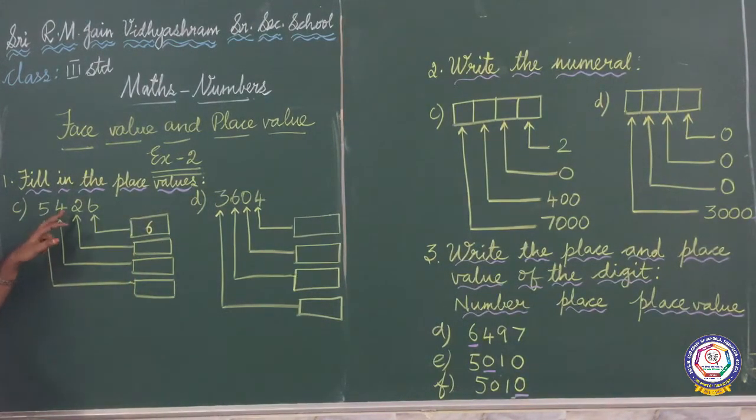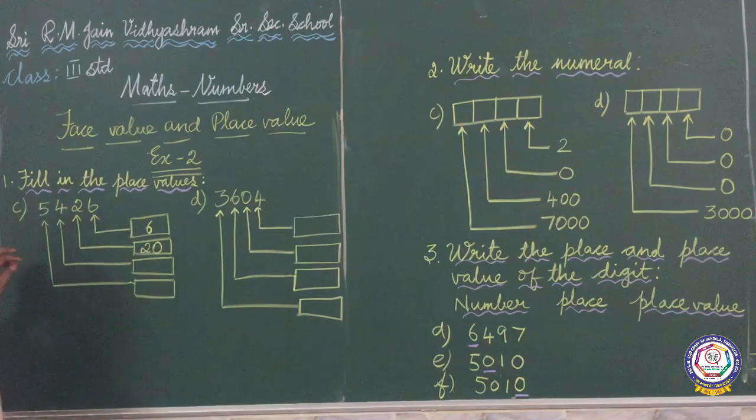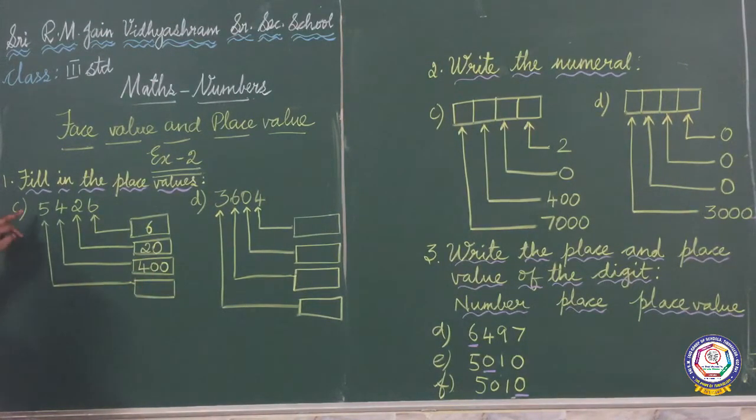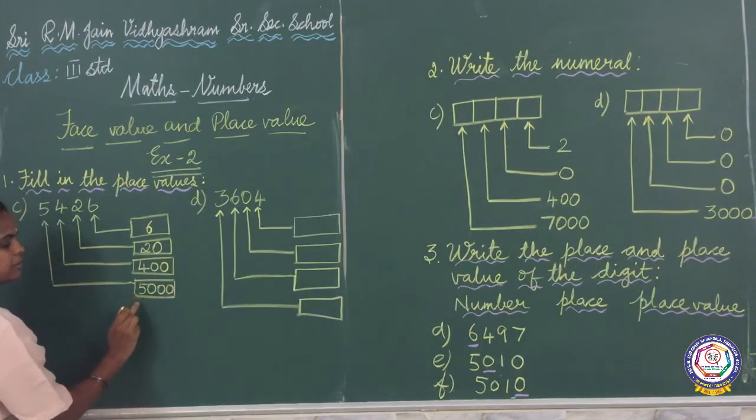Next, what is the place value of 2? You can write 2 tens or 20. Then the place value of 4 is 4 hundreds or 400. Then the place value of 5 is 5 thousands or 5000. You can write the number, or you can also write the number name.